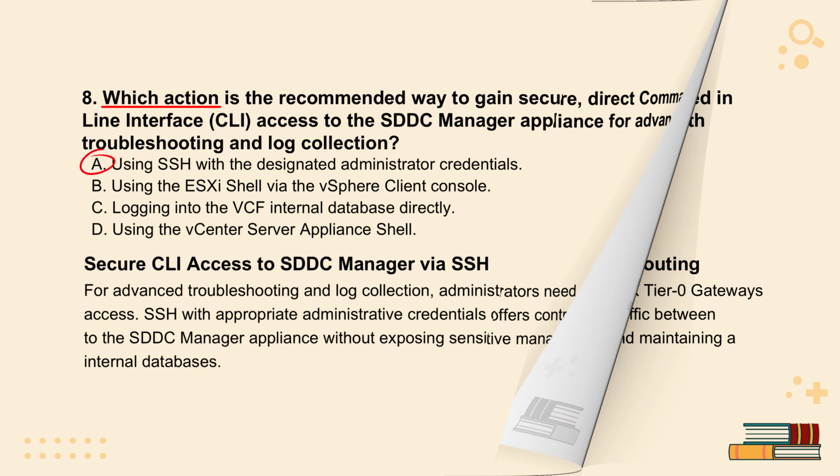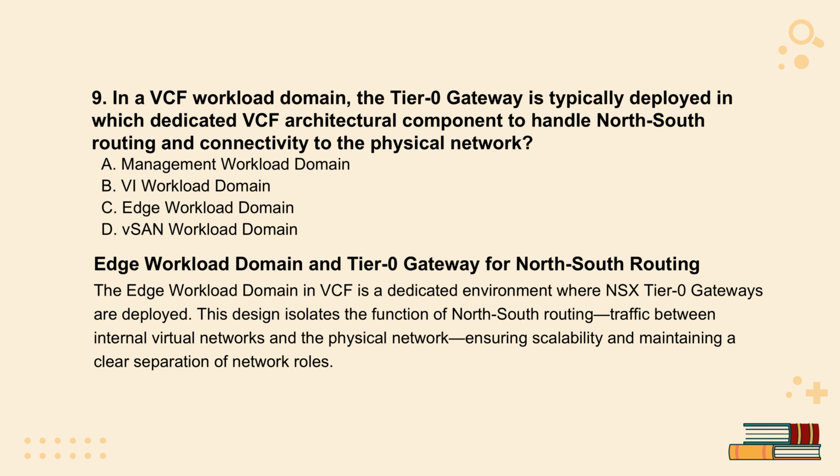Okay, good to know. Let's wrap up by looking at a couple of key architectural pieces that handle specific jobs. First, routing. Getting traffic in and out of the whole VCF environment, north-south traffic. Where does the main component for that, the Tier 0 gateway, usually live in a VCF design, and why is that placement important? Right, the Tier 0 gateway, that's the big router connecting your software-defined network, your NSX overlay, to the physical network outside. In a standard VCF architecture, this is deployed within a dedicated VCF construct called an edge workload domain. An edge workload domain.